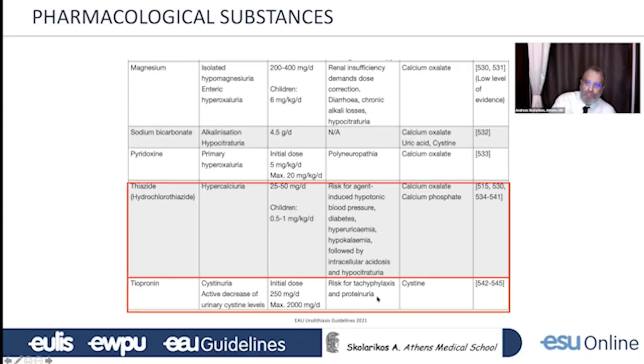And for tiopronin, there are a lot of side effects, but the most important that you should never forget is the risk of tachyphylaxis and proteinuria renal damage.